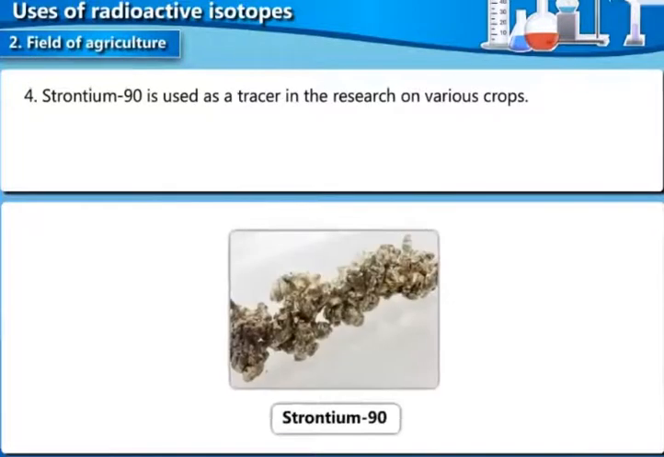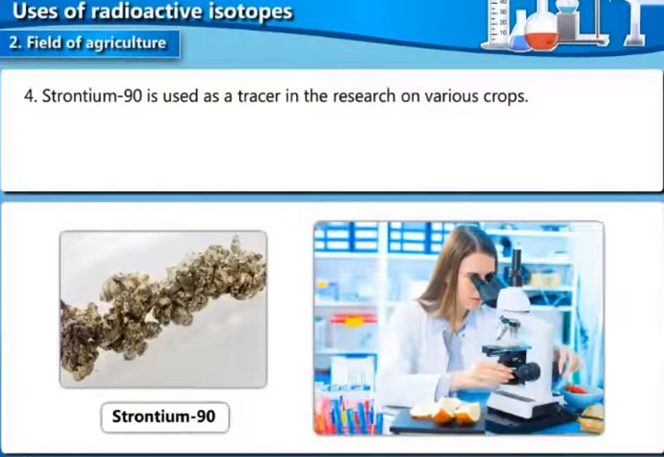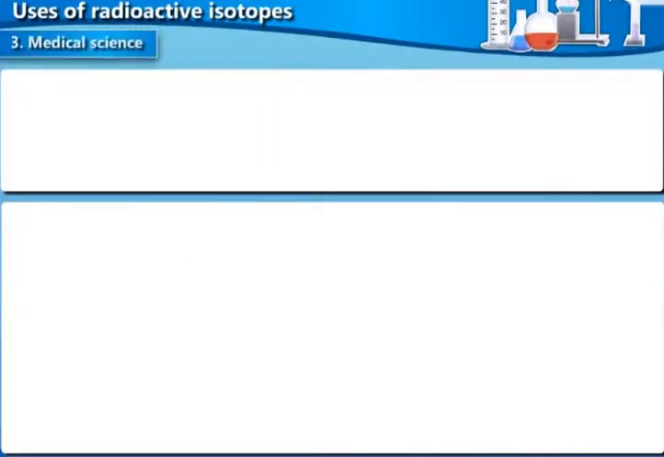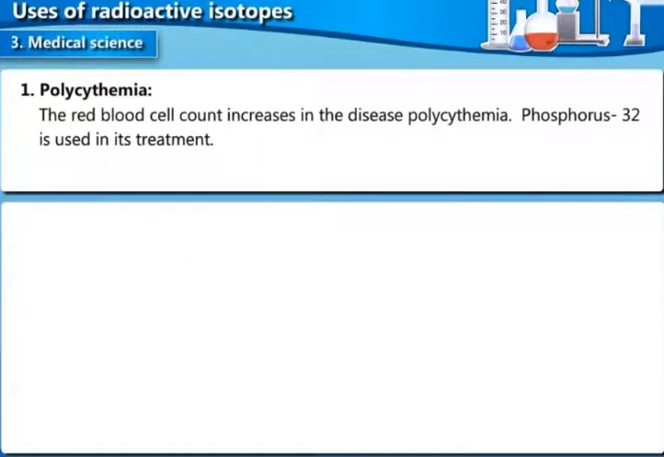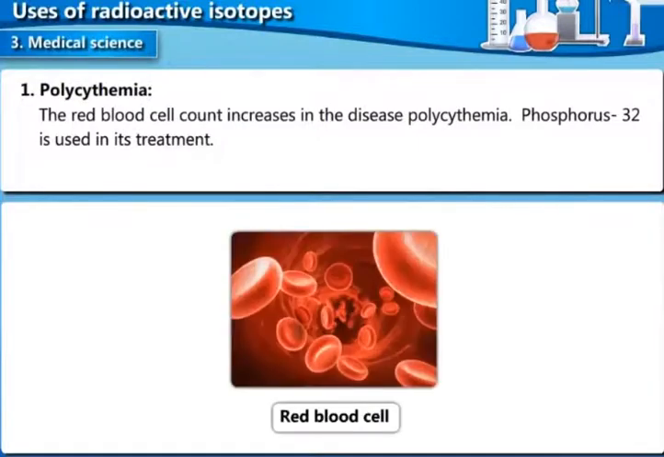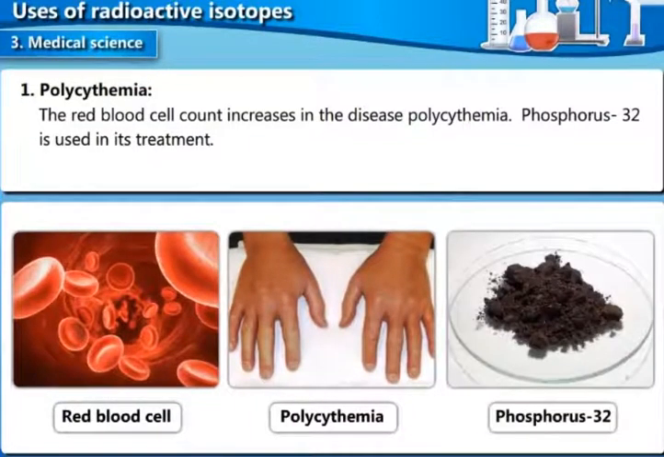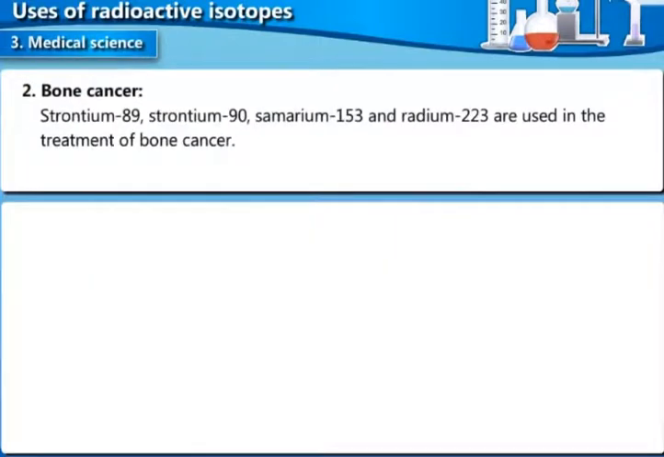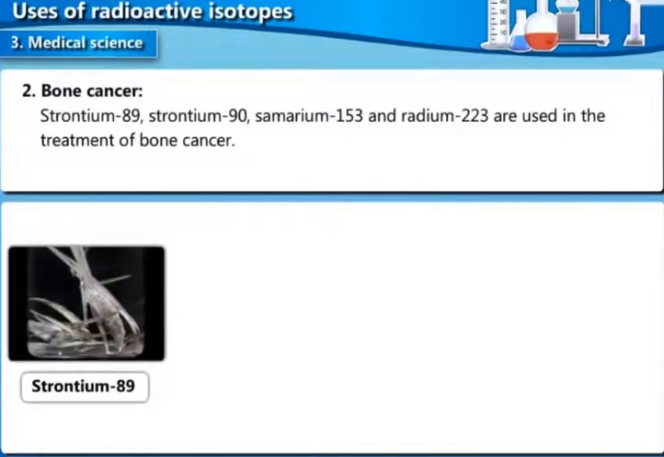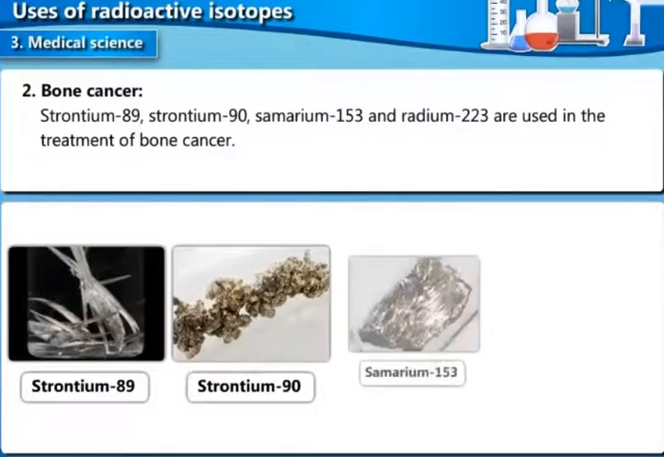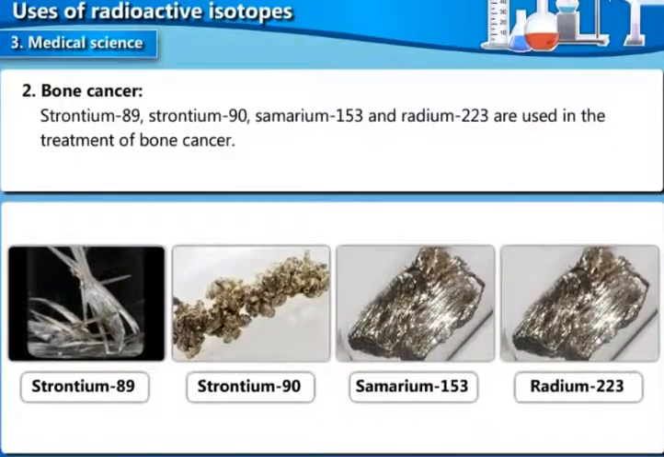4. Strontium 90 is used as a tracer in the research on various crops. Medical science. 1. Polycythemia. The red blood cell count increases in the disease polycythemia. Phosphorus 32 is used in its treatment. 2. Bone cancer. Strontium 89, strontium 90, samarium 153, and radium 223 are used in the treatment of bone cancer.